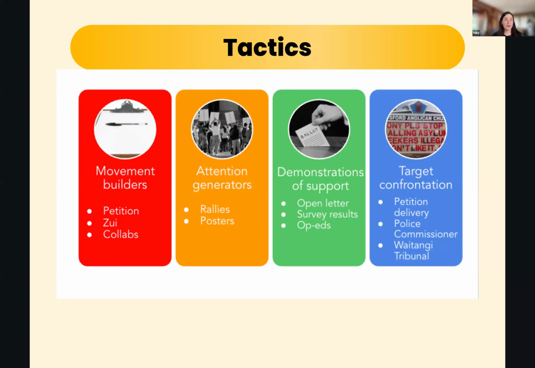Online hui or community meetings are another great way of doing that. And collaborating with other groups is also another great way of building your movement and finding like-minded people out there. There's lots of other things you could be doing there too, like market stalls, going to community meetings. Yeah, lots of different things.